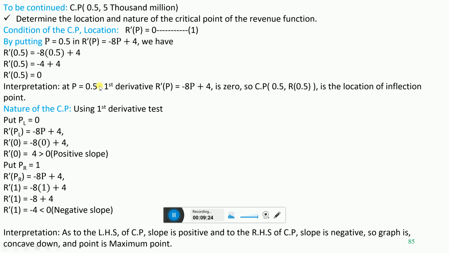So this is our critical point, p value 0.5 and r value 5,000 million. We will check to the left hand side of p = 0.5 and to the right hand side of p = 0.5. To the left hand side PL is 0 and to the right hand side it is 1. When we examine, we find that the slope to the left hand side is positive and to the right hand side it is negative. So the graph is concave down and the point is the highest point along the graph of the function.